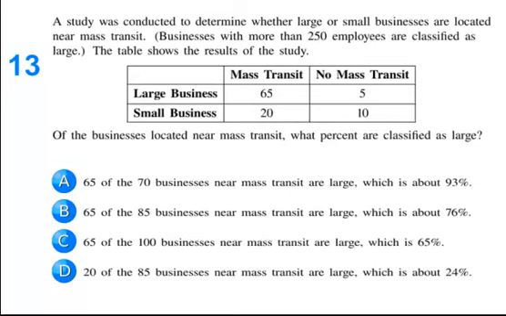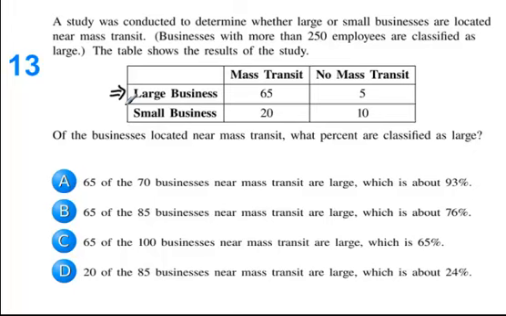13. The study was conducted to determine whether large or small businesses are located near mass transit. Businesses with more than 250 employees are classified as large. The table shows the results of the study. Of the businesses located near mass transit, what percent are classified as large? The first thing we know to do is to find our totals, just so we understand the graph.